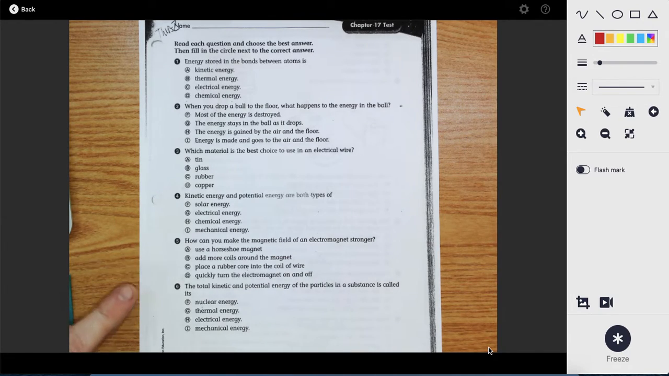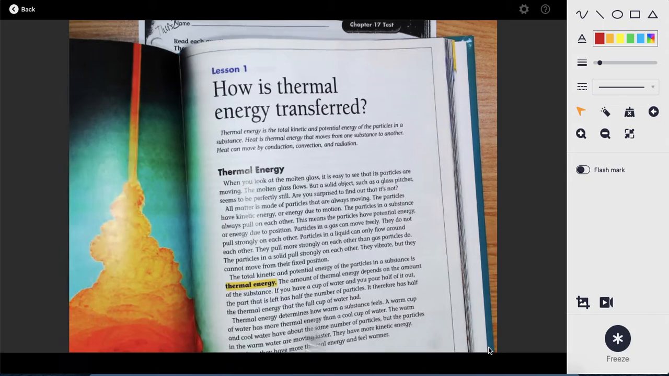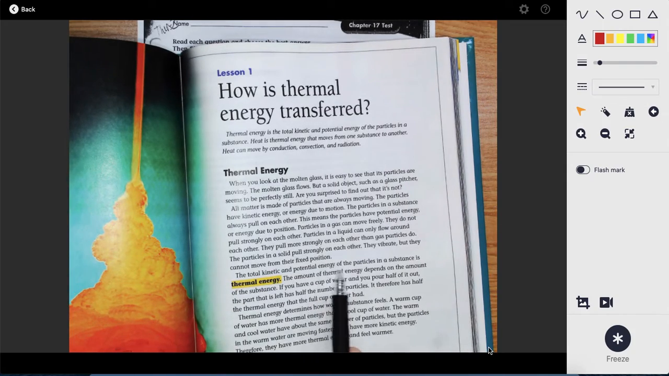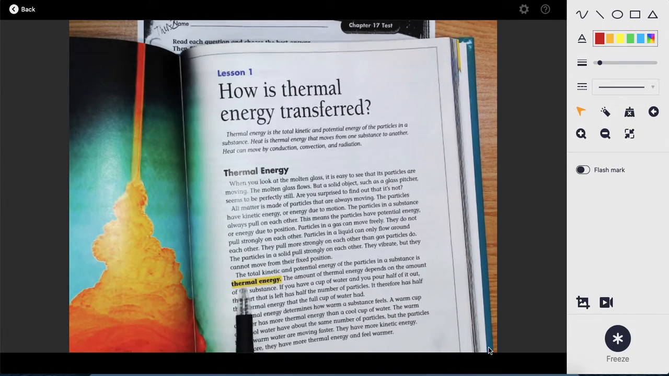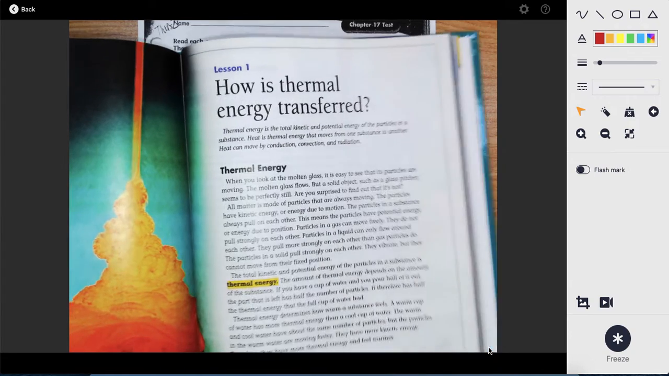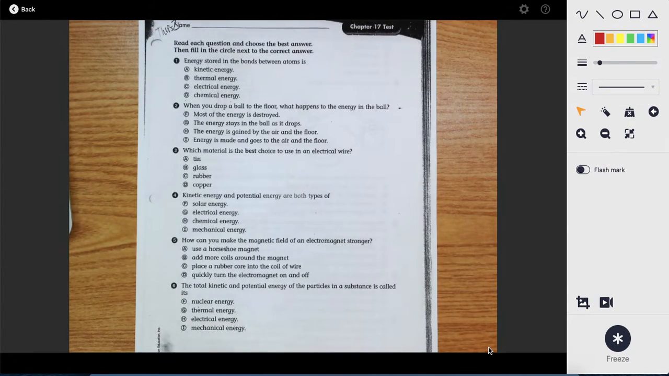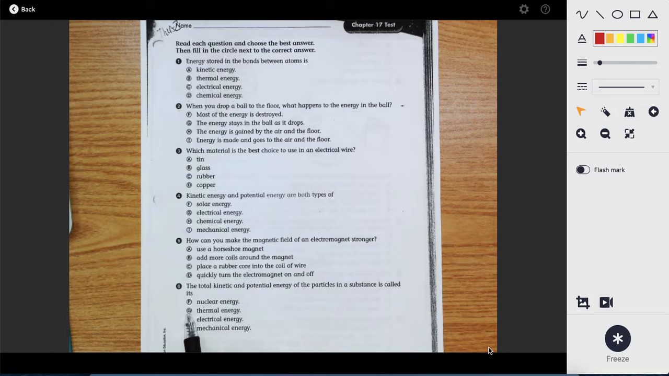Number one, I'm going to give you a couple answers on the test because I don't think the book does a very good job with it. The first question says total kinetic and potential energy of the particles in a substance. Your book actually does a really good job giving you the definition of this. It says right here, the total kinetic and potential energy of the particles in a substance is thermal energy. So we have the definition word for word, guys. So the answer for number 6 is the letter G.